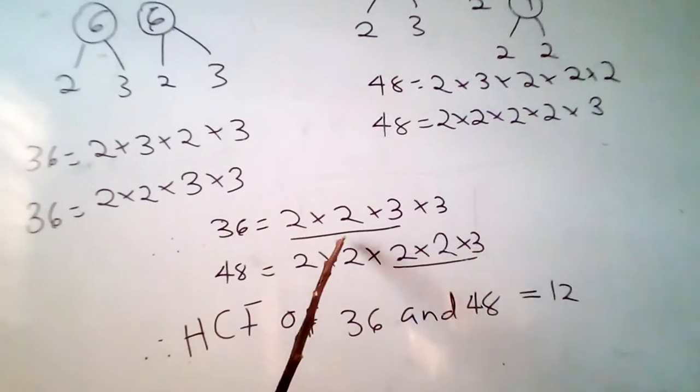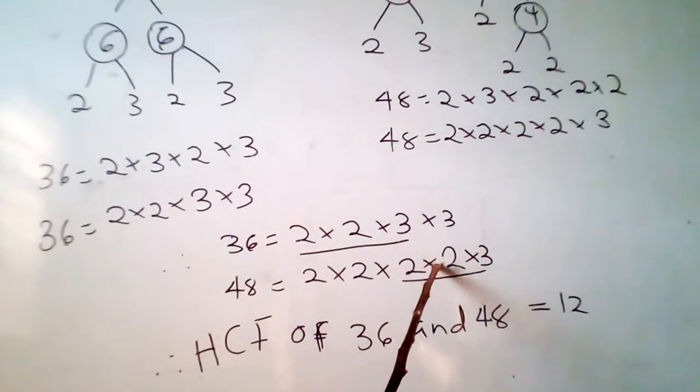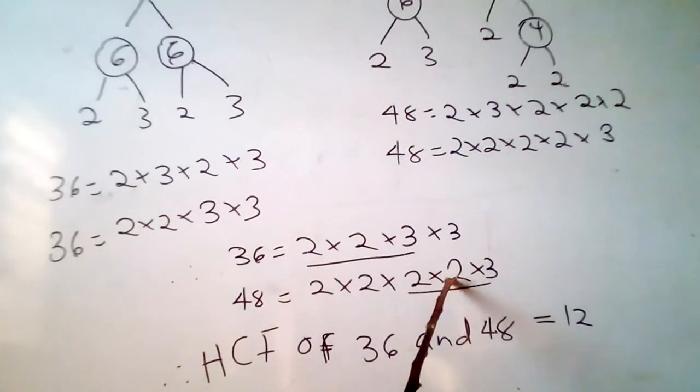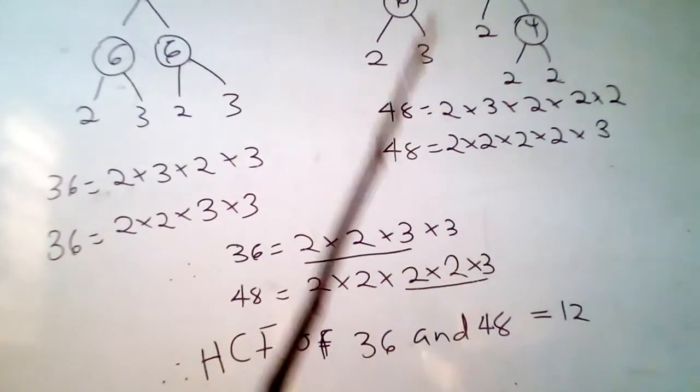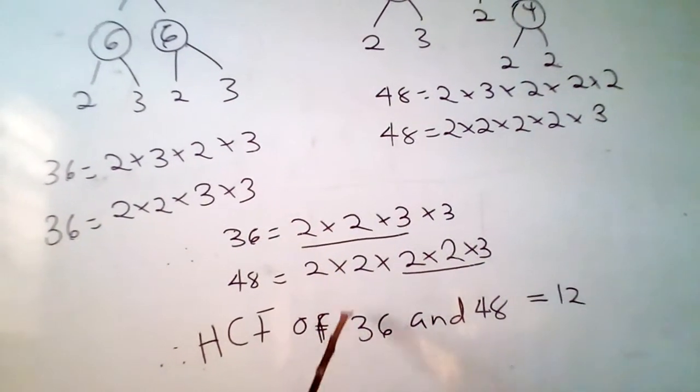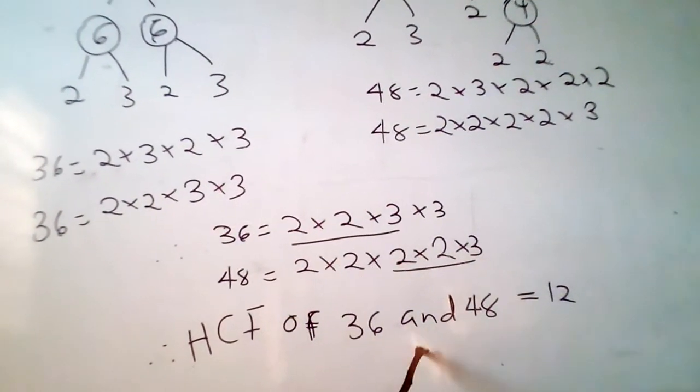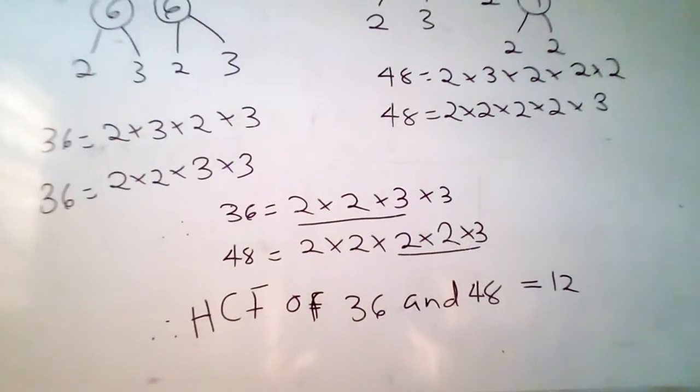Why is it 12? Because 2 times 2 is 4. 4 times 3 is 12. So the highest common factor of 36 and 48 is 12.